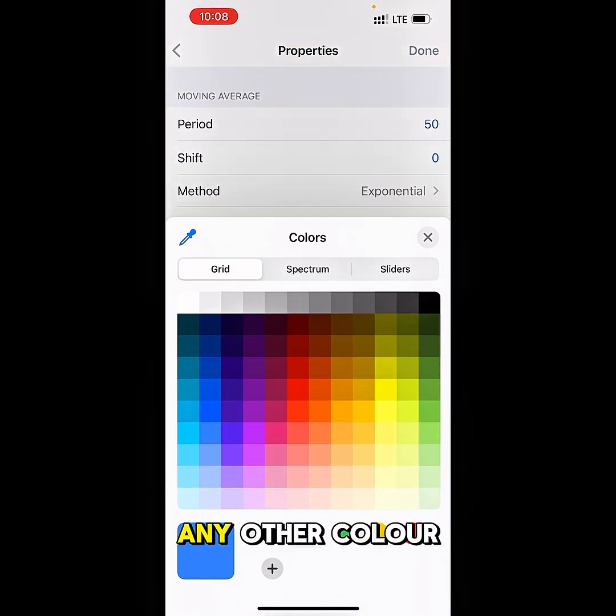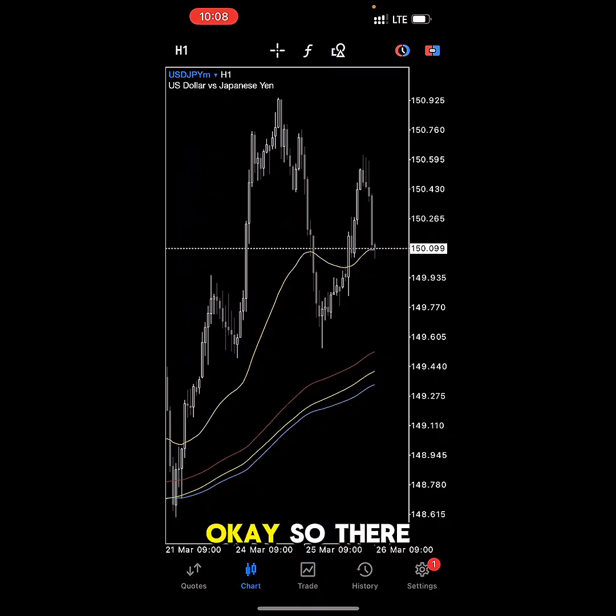Here we can use any other color that we haven't used yet. So I'll try using orange. I don't know if this looks more like orange, but okay. Then I click OK. So there we have it. And price is already rejecting to that moving average, but let's continue.